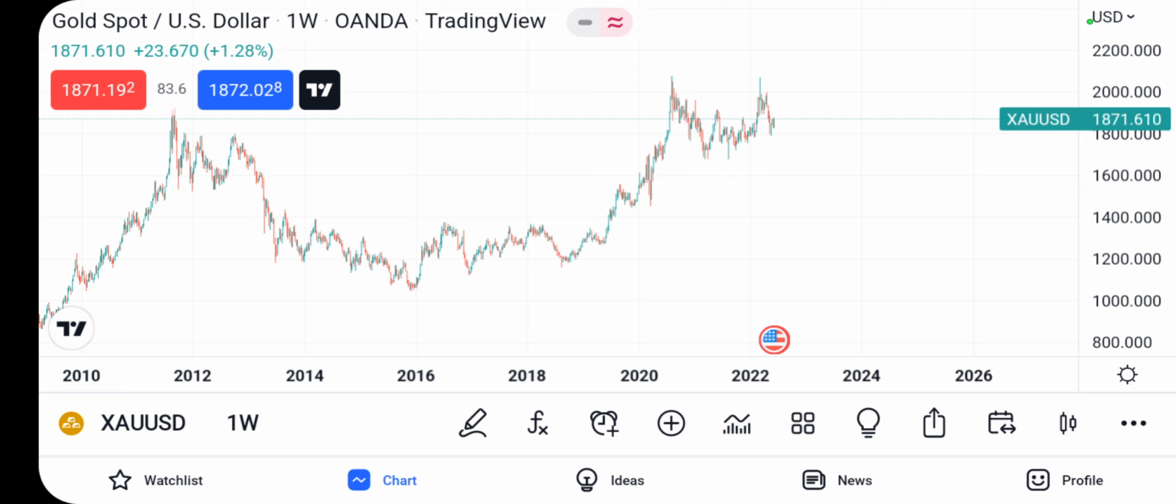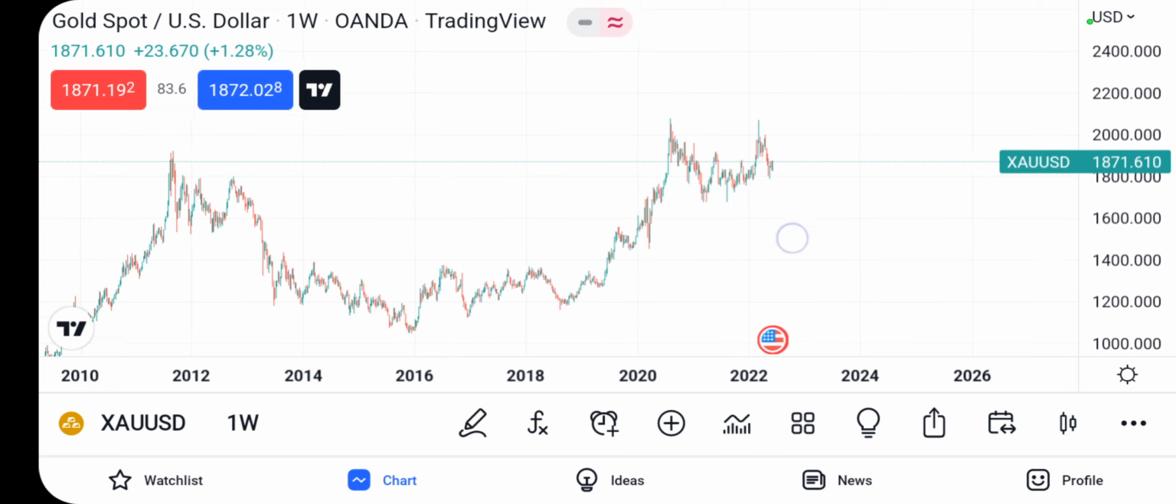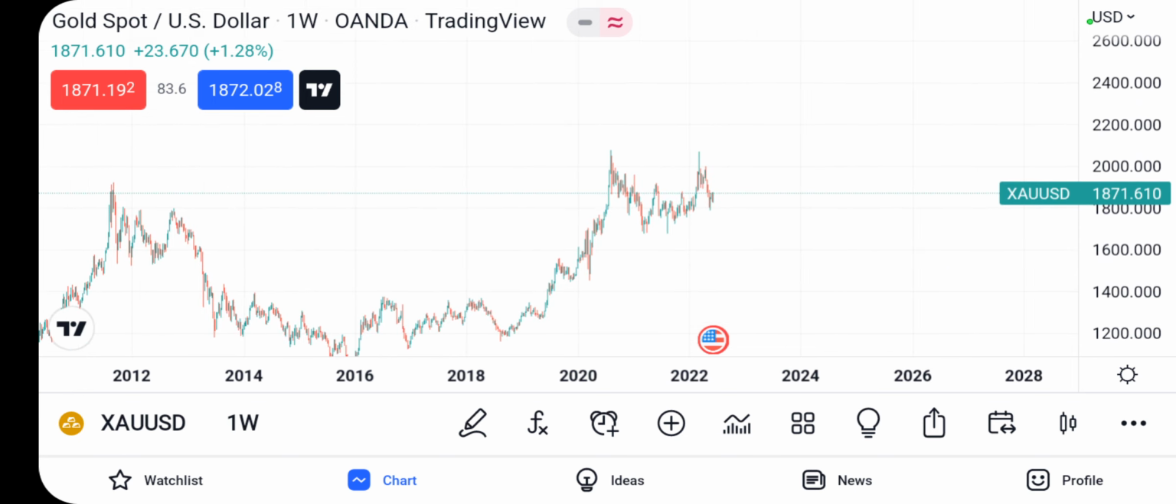As you can see, guys, here we have a double bottom, or I can say triple bottom, on gold. Because this is a weekly chart, we don't want to focus on this top. We'll focus on this side only. My point here is, let's focus on this part.